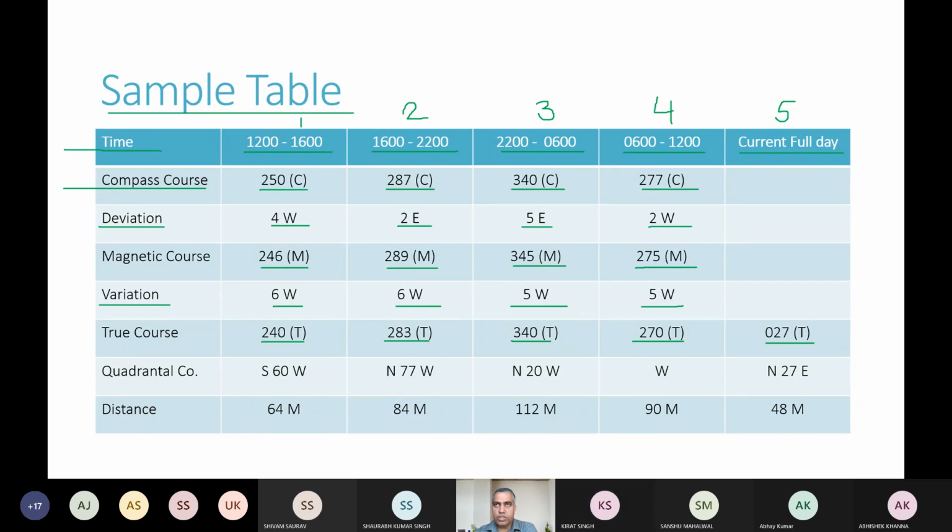So we convert this true course into the quadrantal notation now. 240 becomes south 60 degree west, 770 becomes north 70 west. Then you have 340 as north 20 west. And you have 270 as a westerly course.